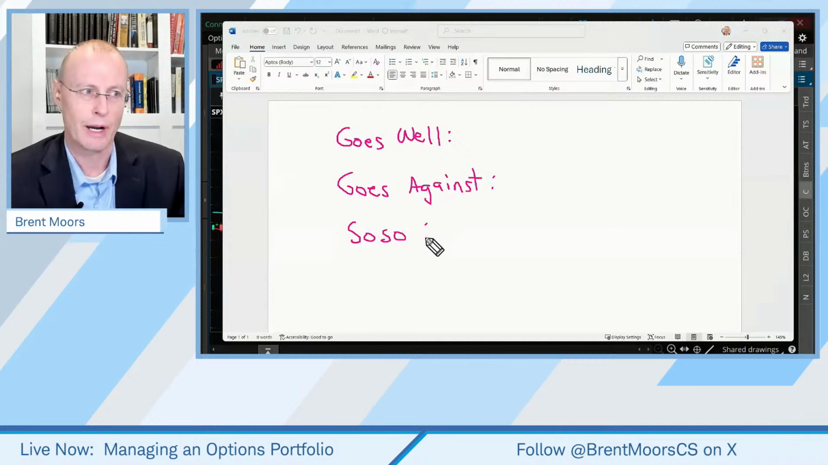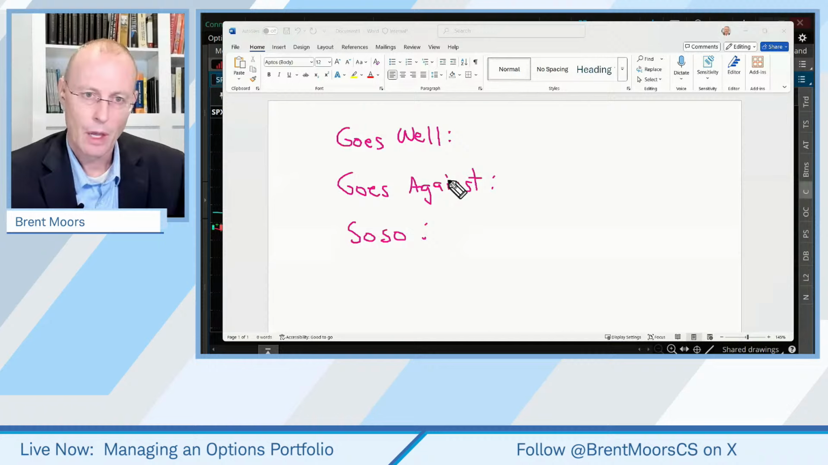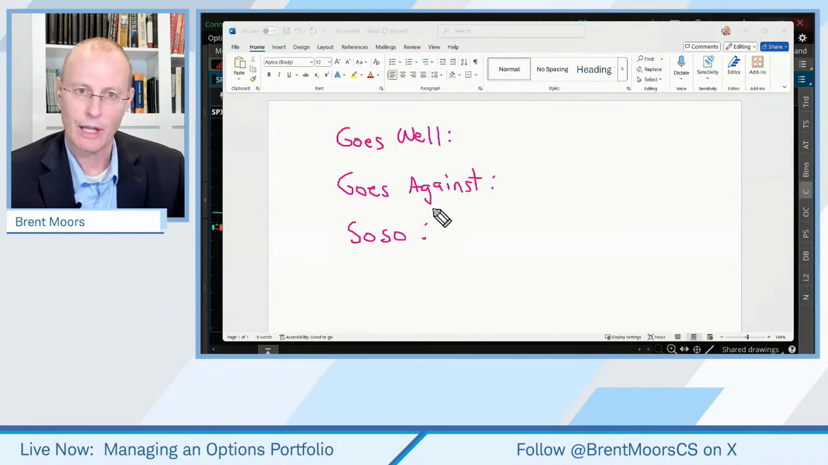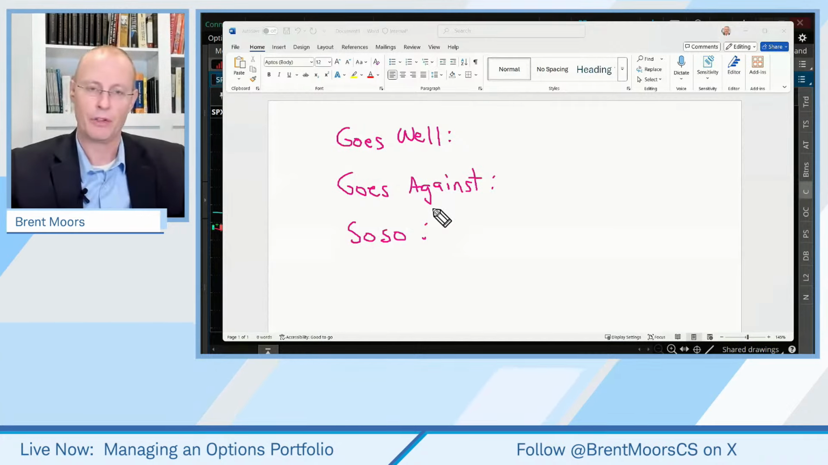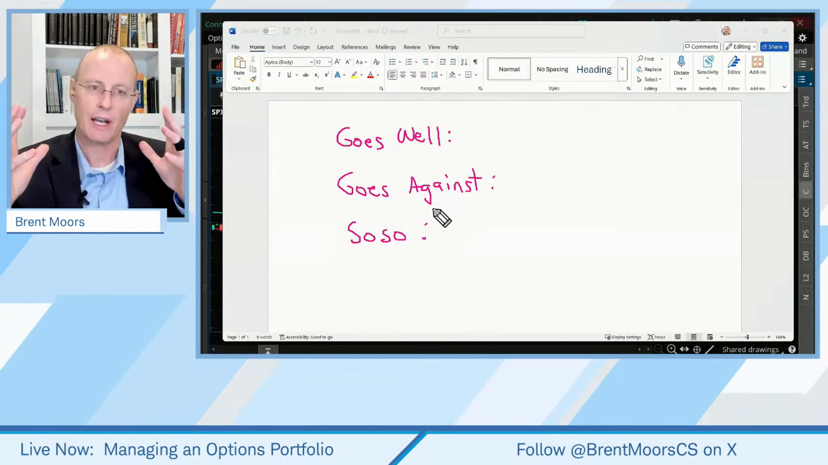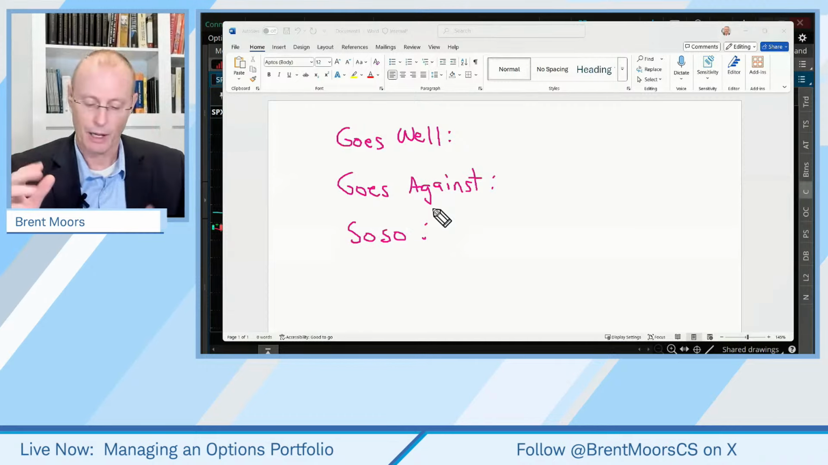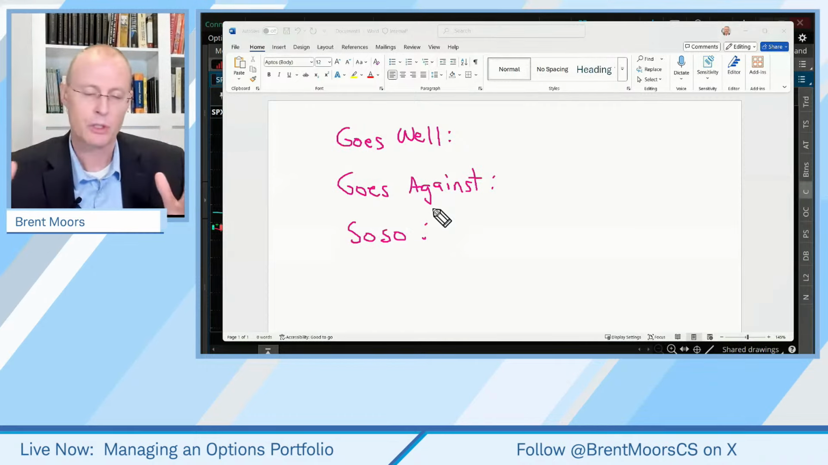So if it's a so-so trade, I want you to think of that. All right. In this case specifically, of course, different trades we're going to handle differently. But what I want to focus on right now is long vertical spreads. There can be bullish long vertical spreads.